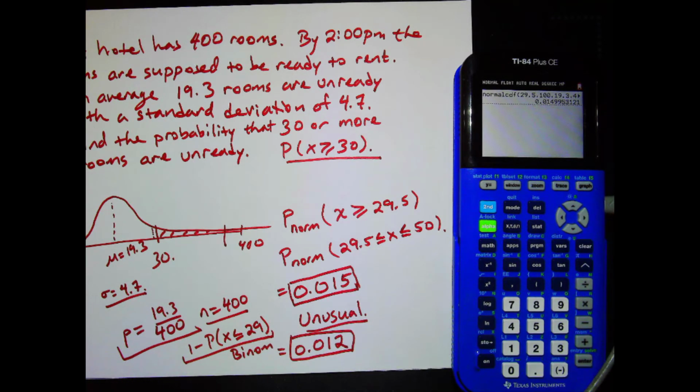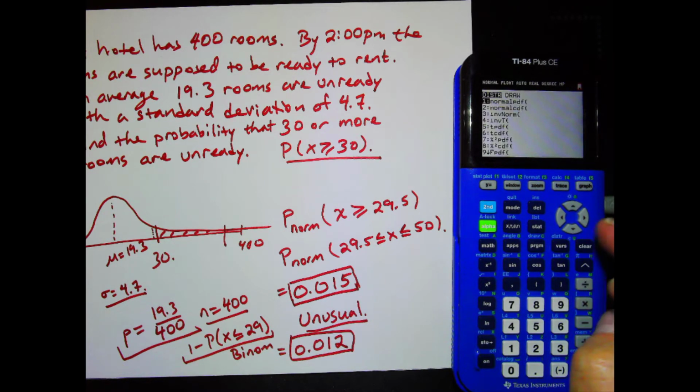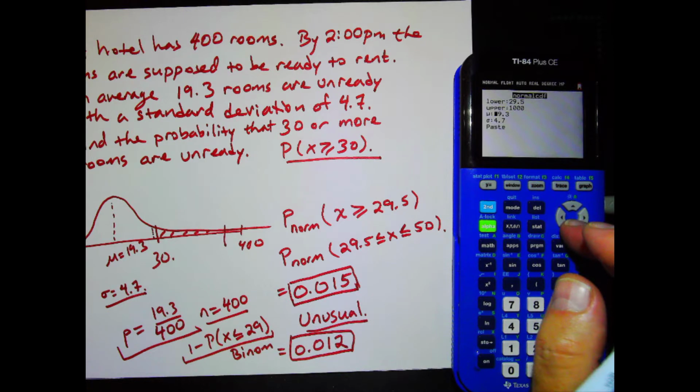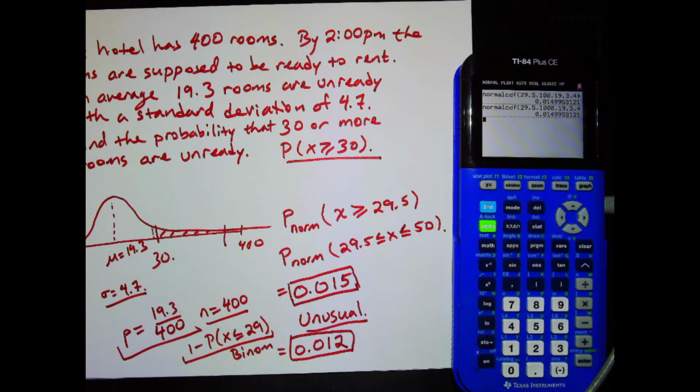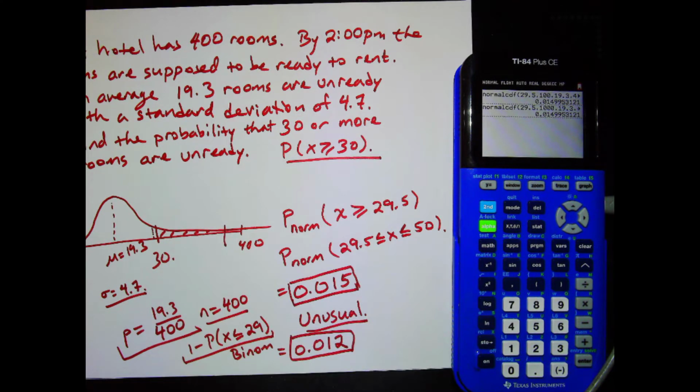We could go even further, it's still not going to capture much more. Second distribution, we'll do the normal CDF. We're going from a lower of 29.5. This time, let's do an upper of 1,000. Will it meaningfully change anything? And you can see these answers don't differ at all as far as the calculator is able to tell. It can't discern any meaningful difference. There's so little area in that far end of the tail that the calculator can't even calculate the difference.